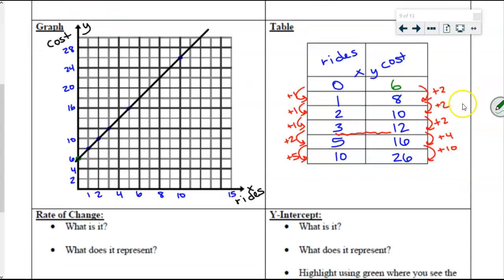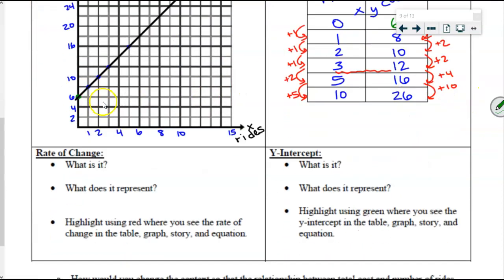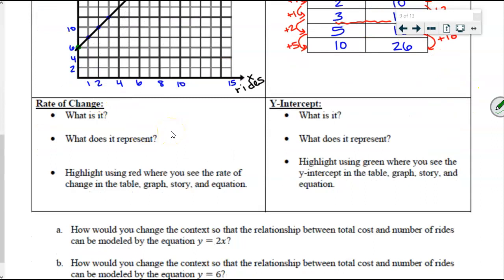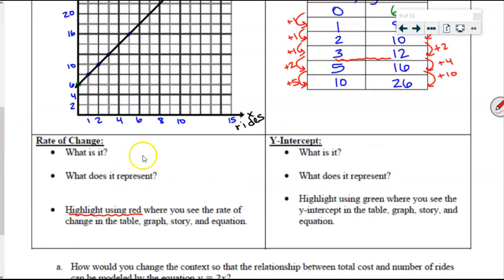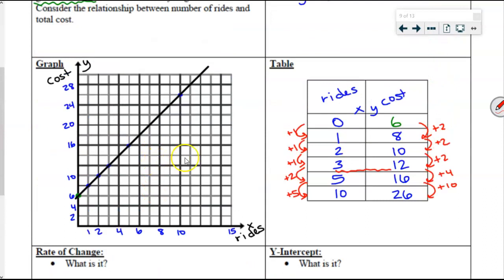And now, if you have been paying any attention at all, you'll notice I've been color coding. This lower section here is also a time to color code. We have this section on the left that's called rate of change. And rate of change says below, highlight using red. I used red consistently whenever I was talking about the rate of change. So, what is the rate of change? How much is it changing?